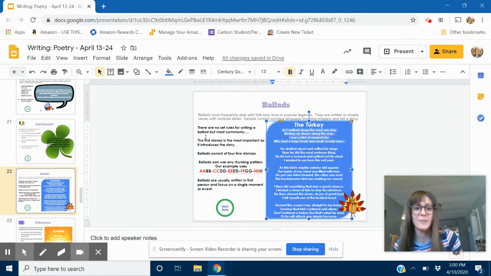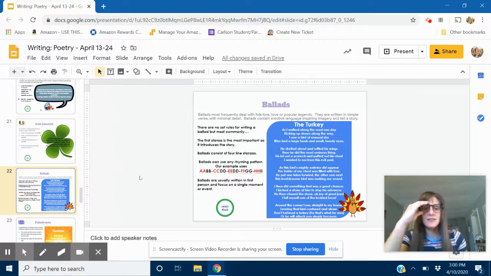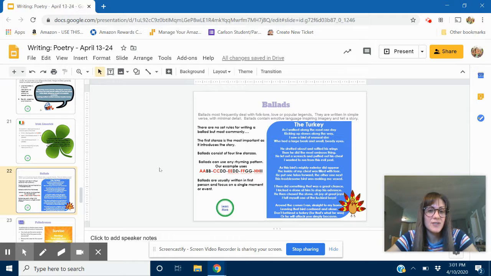A stanza is kind of like a paragraph. Ballads consist of 4-line stanzas, so we can tell that all of these stanzas have 4 lines. Ballads can use any rhyming pattern. Our example uses A, A, B, B, C, C, D, D, E, E, D, D, F, F, G, G, H, H, I, I. Ballads are usually written in the first person and focus on a single moment or event. Okay? So this one's about the turkey.